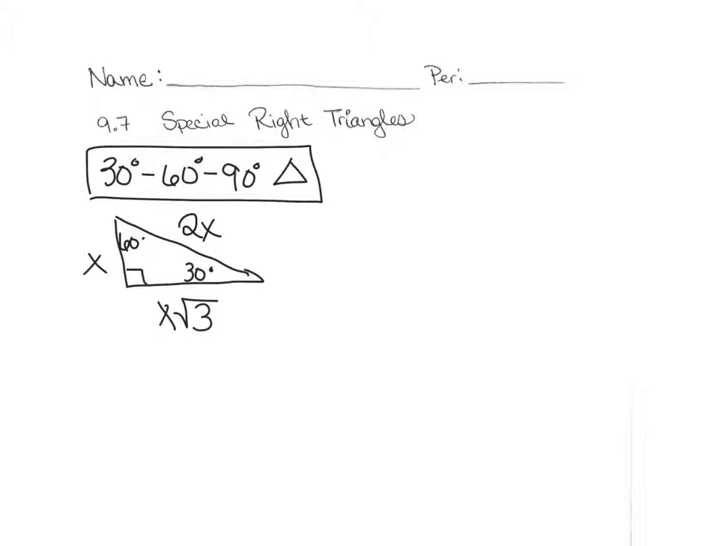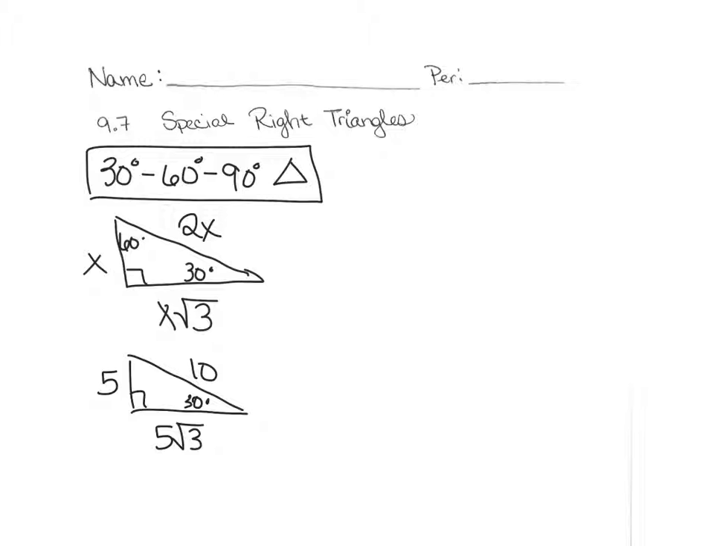So for example, let's draw another triangle and put some numbers in. If this is 30 degrees here, if this side is 5, then the hypotenuse would be twice that, it would be 10, and this side would be 5 root 3.